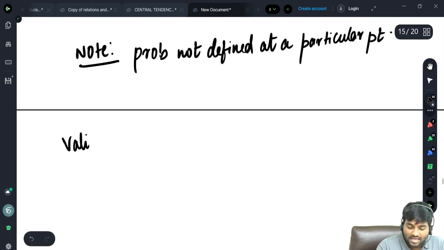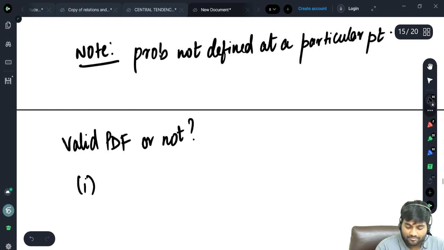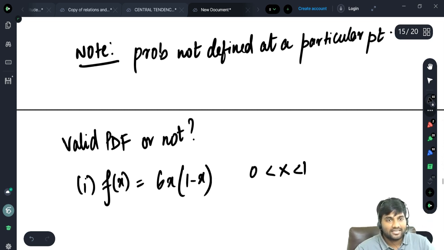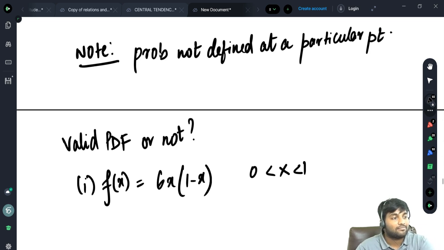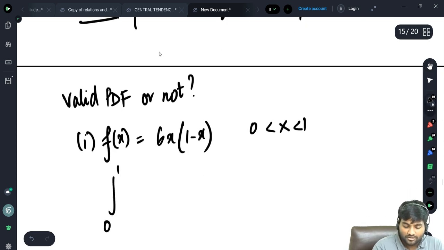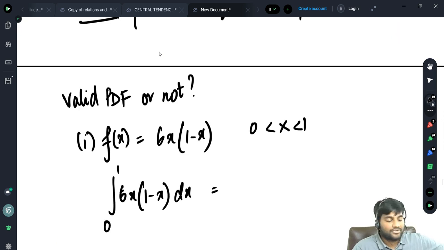Okay, now you need to tell whether these are valid PDFs or not. Number one, f(x) is equal to 6x(1 minus x). Now look at the range of x. Has it changed? Yes. Now we are doing interval wise. So we identify whether it is a discrete or a continuous random variable by looking at the range. So we'll check the integration from 0 to 1 of 6x(1 minus x) dx. If the answer is 1 then it is a valid PDF. Please check. Harsh Goel.